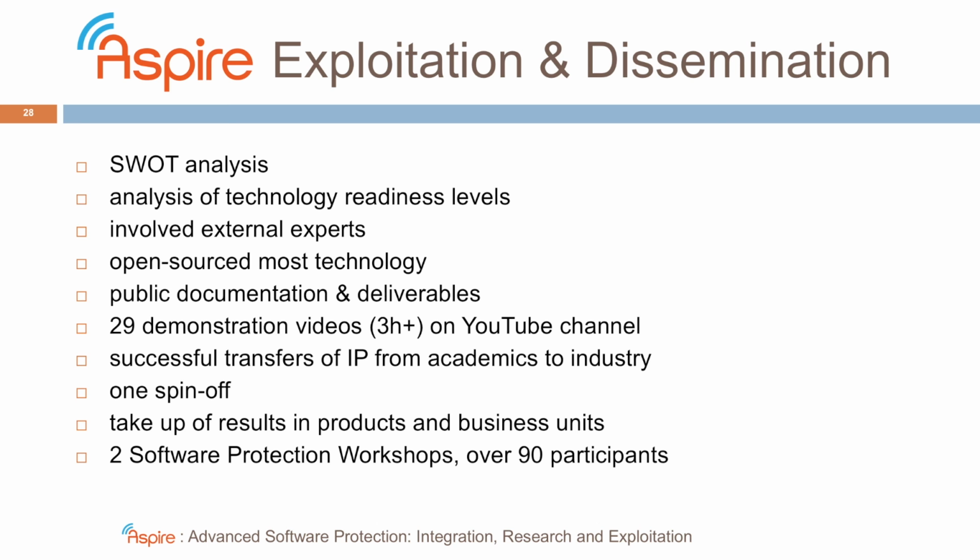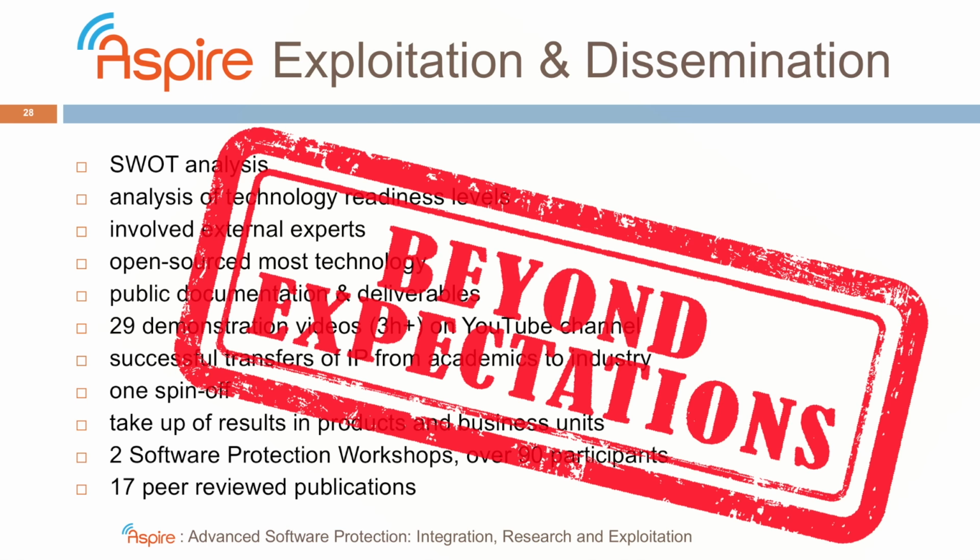And during the project, we organized 2 software protection workshops with over 90 participants in total. With those, we strengthened the European research community in software protection. Finally, we published 17 peer-reviewed publications, and we are planning to write many more. This joint effort has already started. So if we combine these results and activities with the technical results, I think we can actually state that we went beyond expectations and we achieved more at the end of the project than we could ever imagine at its beginning.